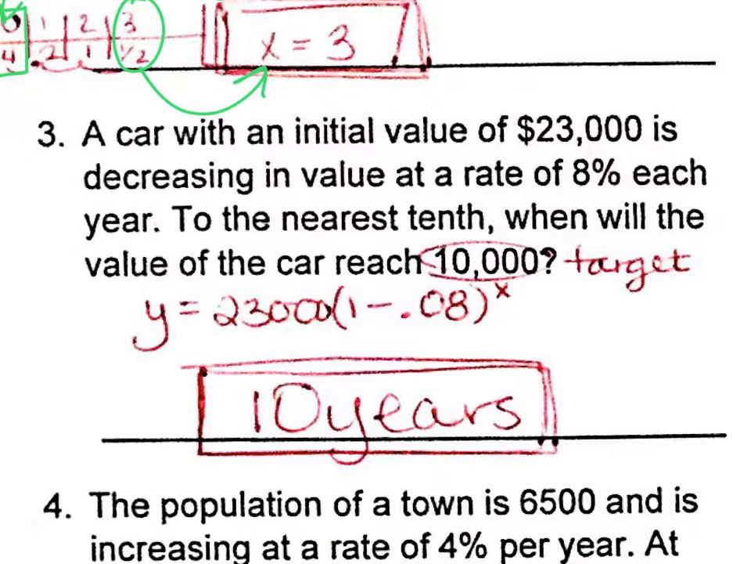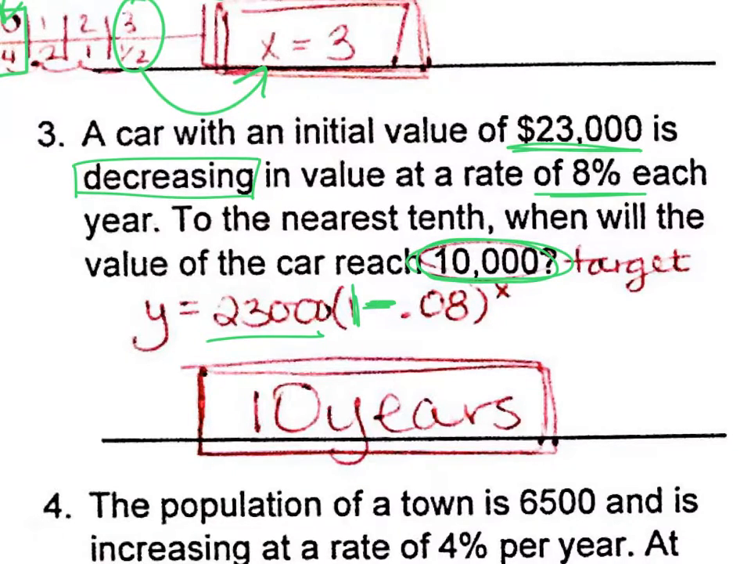All right, in question 3, I know that this is going to be an exponential equation because I've got a percentage in it. So the things I notice, it tells me the initial value is 23,000. It is decreasing, so I'm going to do 1 minus in my equation. And then 8%, remember you got to move that decimal 2 times, which is how I got the 0.08 here. And then it says to the nearest tenth, when will the value of the car reach 10,000?